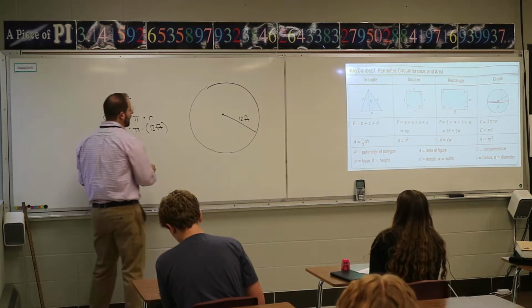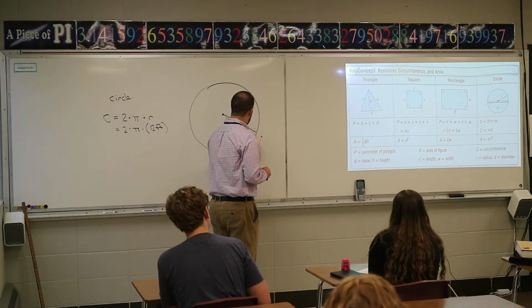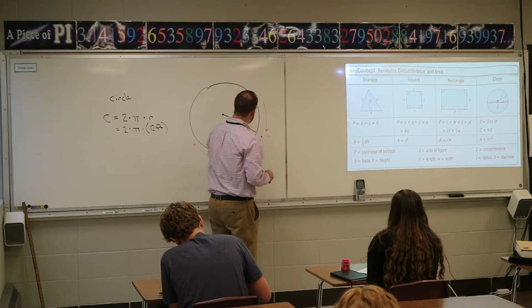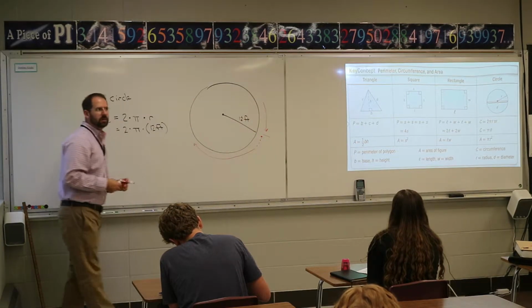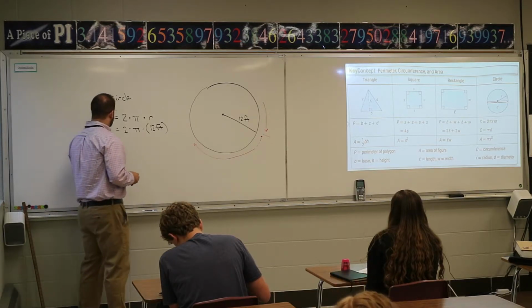So what you're finding is how far you actually traveled if you started here and you went around the circle and came all the way back to here again. Like the distance you actually traveled. That's circumference. It's the perimeter of it.